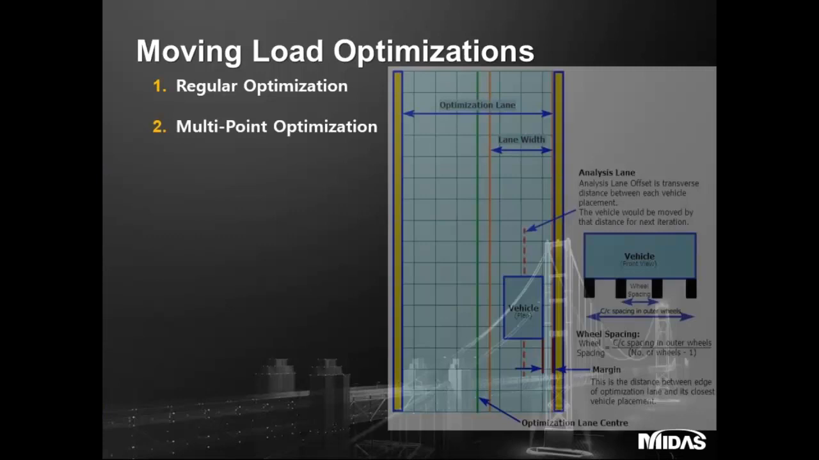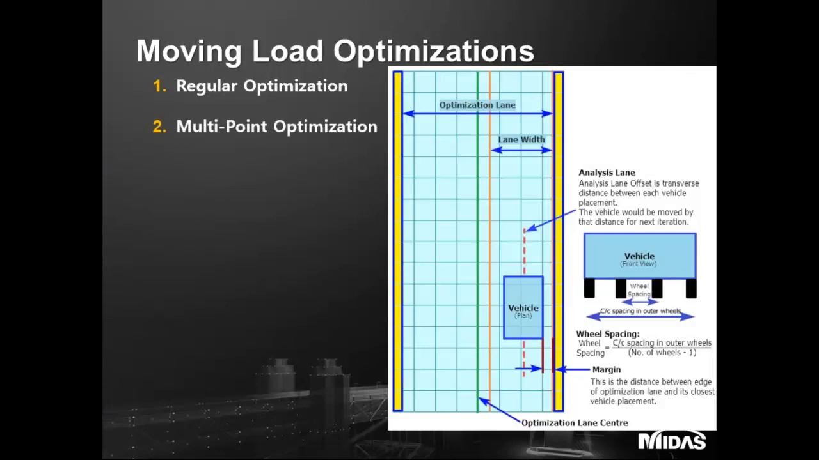Then we have multi-point optimization. So what you need to do is, earlier we defined a single lane. Now you need to define the carriageway width, you can say. So you define the entire carriageway width. You let the software know what is the width of individual lane, and if there are any margins, then those could be given in.